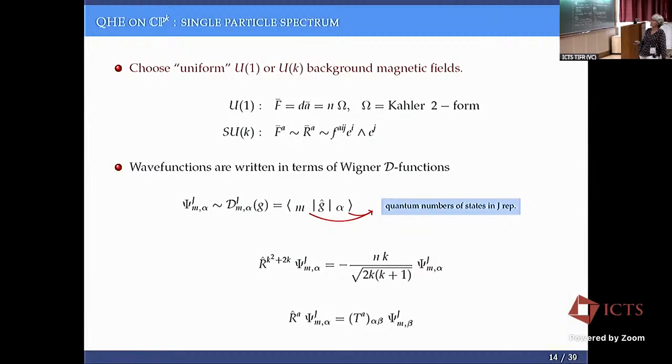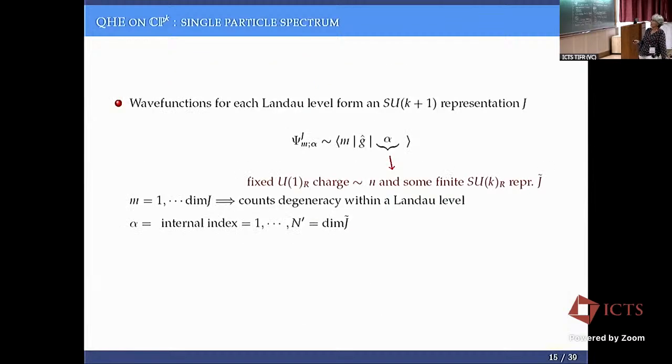Okay, so to put it together, the wave functions are of this form. This has a particular U1 charge, which is proportional to N, and this is crucial because we're going to take N to be very large eventually. But it can also be some finite SUK representation. We called it J tilde. And the internal index that goes from 1 to N prime, these are internal indices, and this M here is the degeneracy within a Landau level.